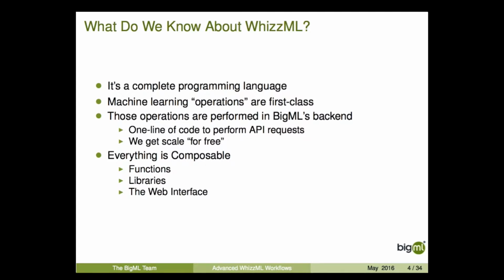And finally, we've worked hard to make everything composable. So you have functions as first-class objects in WhizzML. WhizzML is a functional language, and so defining functions works even more nicely than in other languages. You can compose those functions into libraries that you can share with others, as we mentioned last time, and we'll see an example of a library in this set of slides.